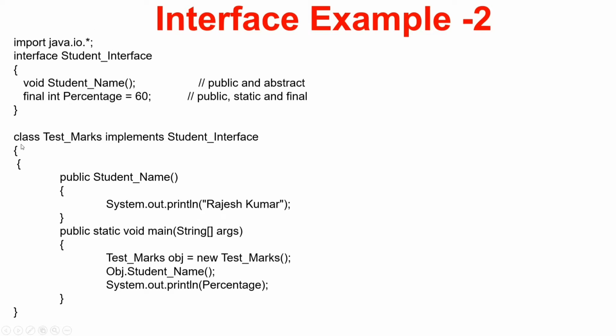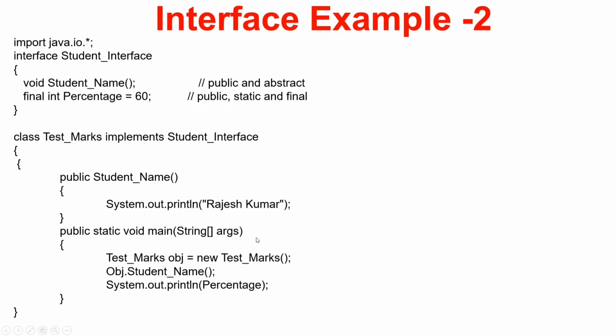So here we have a class named test_marks. This test_marks is going to implement the student_interface. So we have an implementation for the student_name. This student_name method is going to print System.out.println of Rajesh Kumar, right?